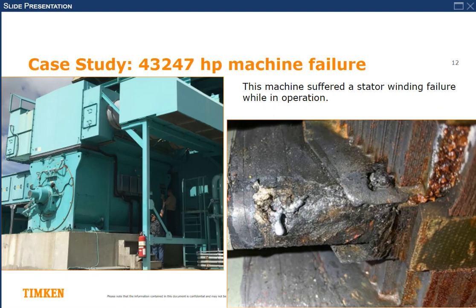Now let's look at our first case study, the big machine, a 43,247 horsepower machine failure. On the left-hand side, you will see the actual machine. It's a big boy. Those two men are standing next to it, and they reach just over the center height of the machine. Beautiful specimen.